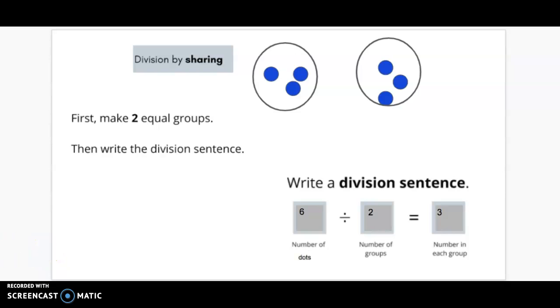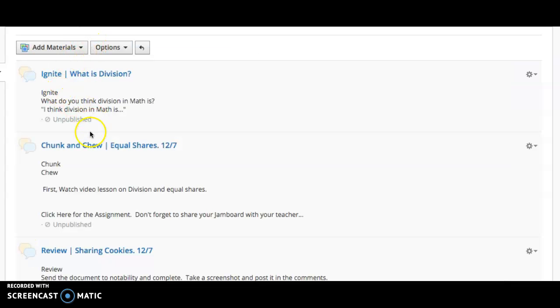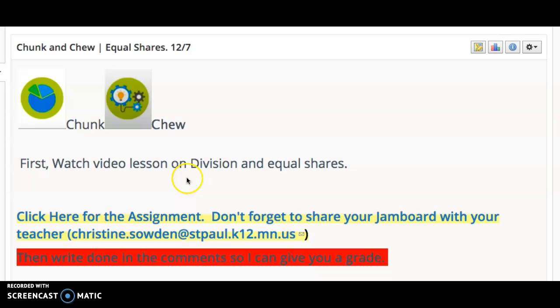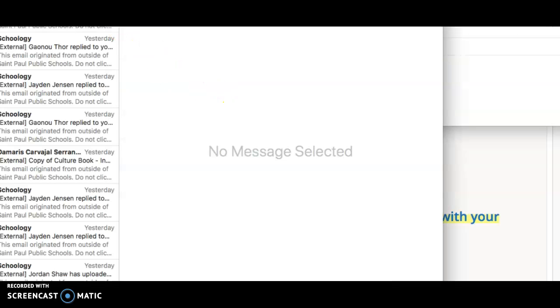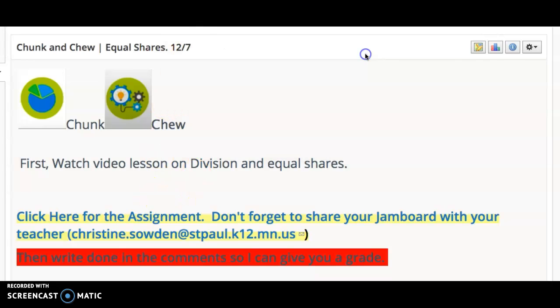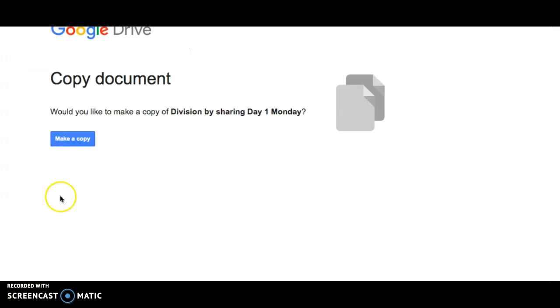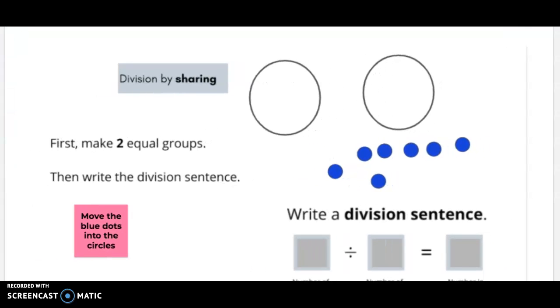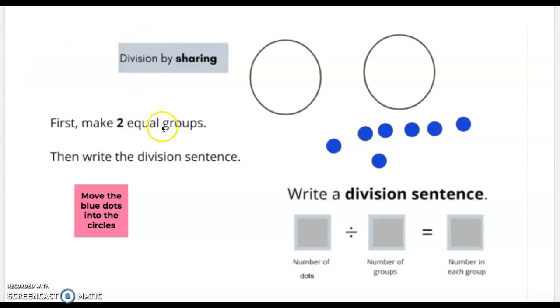So when you do your assignment in Jamboard, you're going to click here. So click here, and it says, would you like to make a copy? And you're going to answer yes. And then here's the Jamboard. I'm going to make my screen a little bit bigger. So here's the first problem in your Jamboard.